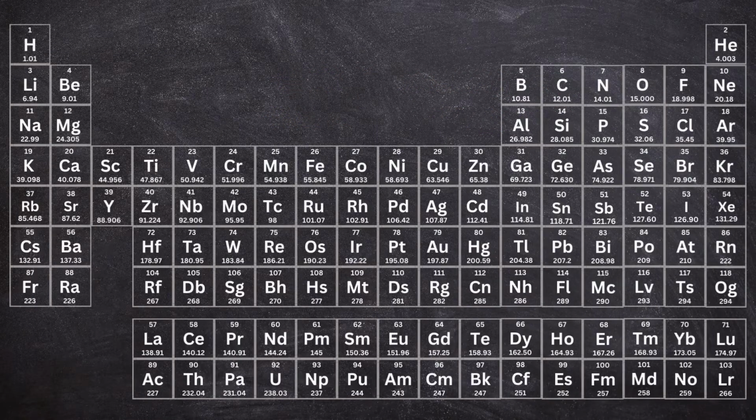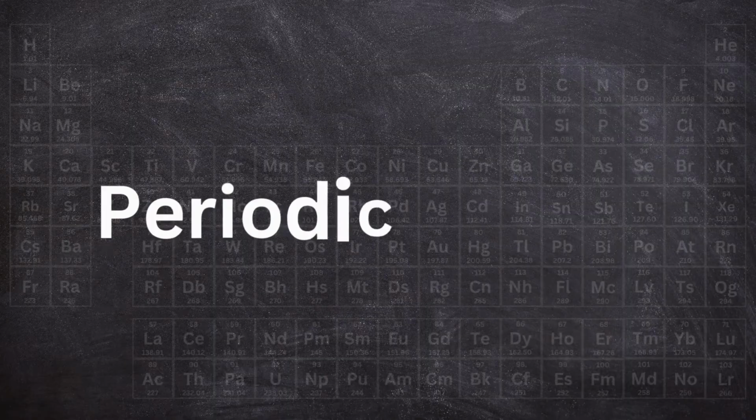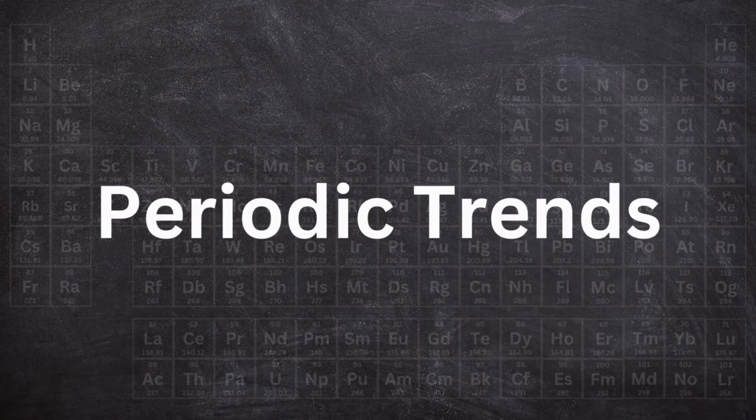The periodic table is arranged in order of increasing atomic number, starting with the element that has the atomic number of 1, which is hydrogen, moving on to helium with an atomic number of 2, then to lithium with an atomic number of 3, and so forth. The atomic numbers increase from left to right across the rows of the periodic table. The periodic table exhibits periodic trends, which are patterns in the properties of elements as you move across a period or down a group of the table.